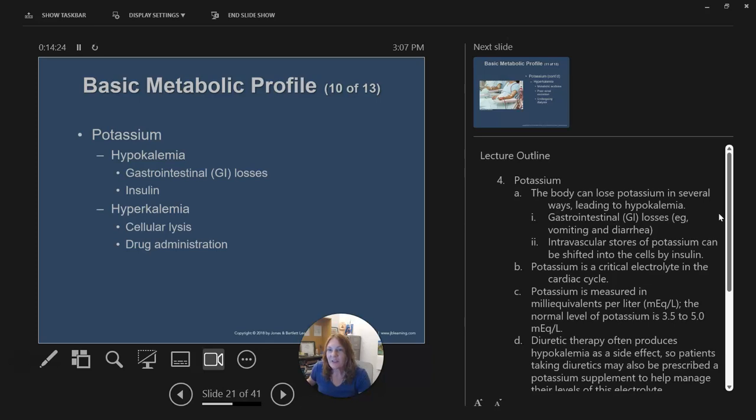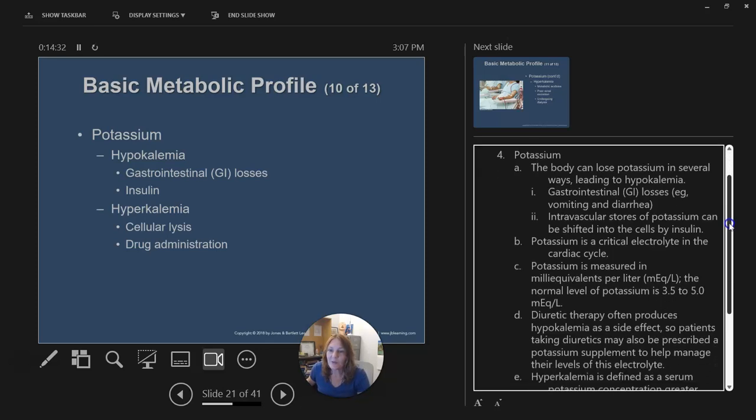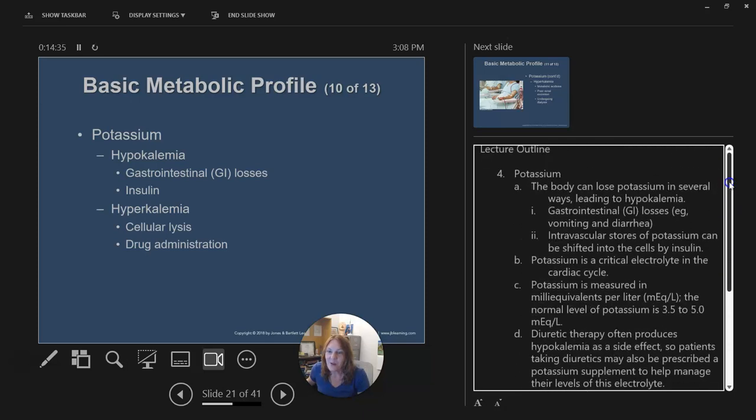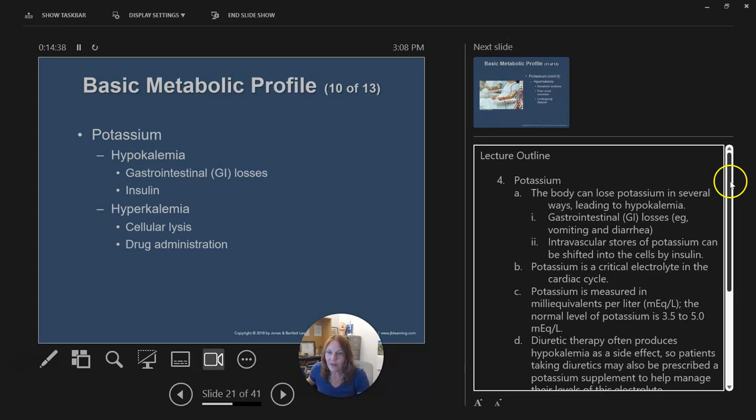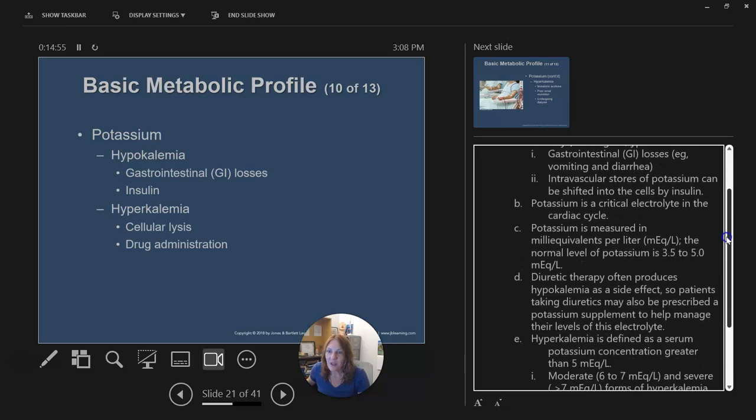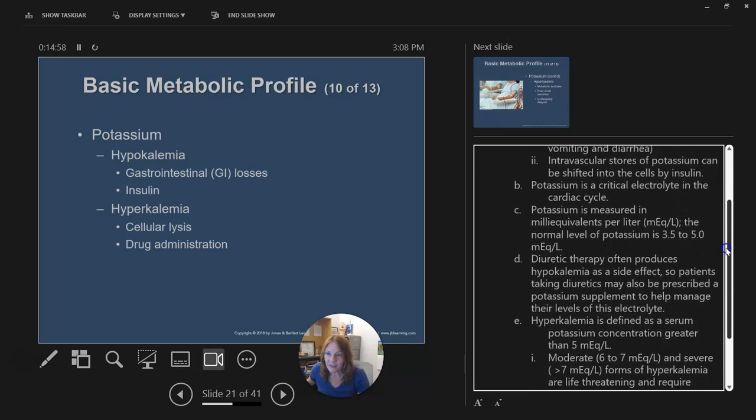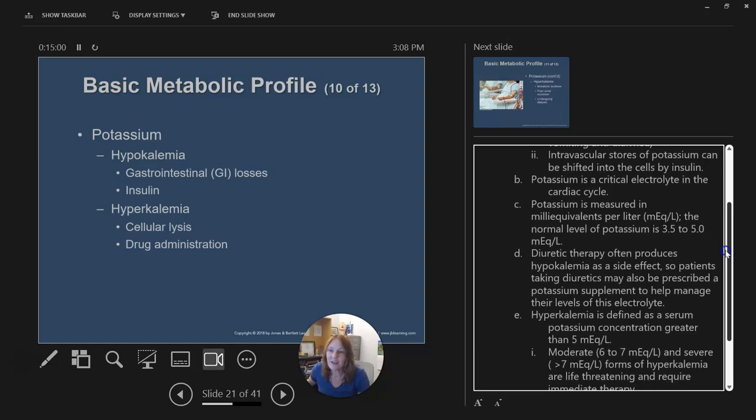Potassium. The body can lose potassium in multiple ways, leading to the killer hypo-K. You need to be familiar with both hyper-K and hypo-K. You can see them on EKGs as well as those direct reflections. GI issues, vomiting, diarrhea, and intravascular stores of potassium being shifted into the cells by insulin can lead to our hypo-K. So potassium is a critical electrolyte in our cardiac cycle. It is measured in milliequivalents per liter. The normal level of potassium is 3.5 to 5.0 milliequivalents per liter.